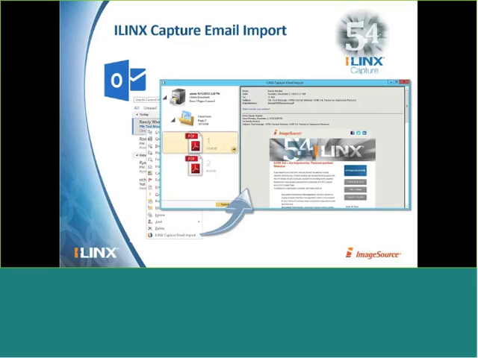ILINX Capture email import allows knowledge workers anywhere in your organization to easily onboard emails and attachments directly into your ILINX Capture system, right from within Microsoft Outlook. The email body is automatically converted into a PDF, and attachments are extracted from the email and placed within the batch. Now, you can have users leverage the familiar and very powerful indexing capabilities of ILINX Capture, or you can configure the system to automatically extract properties directly from the email itself and then automatically populate the index fields.